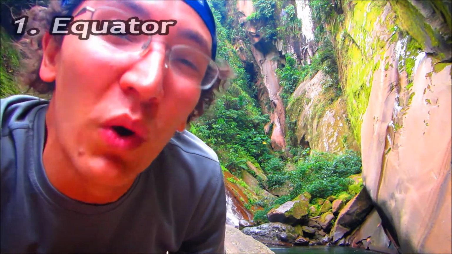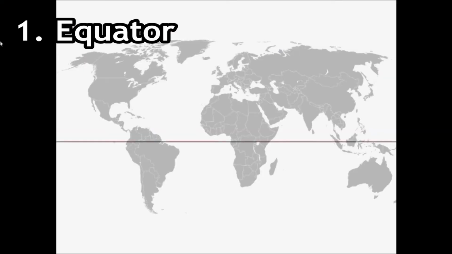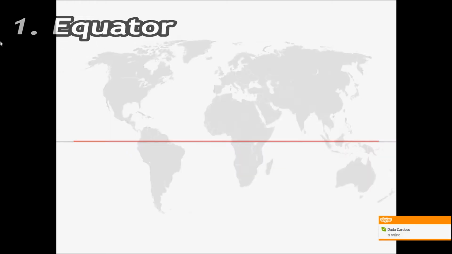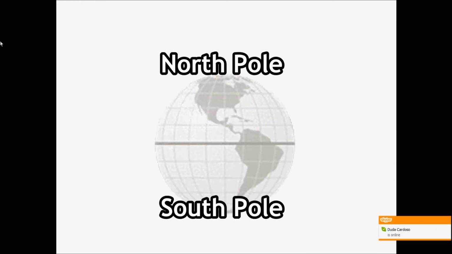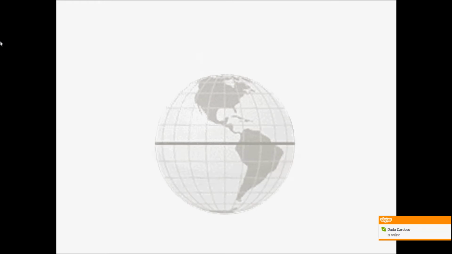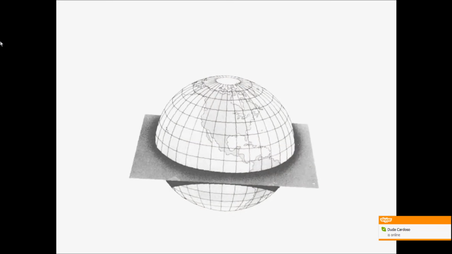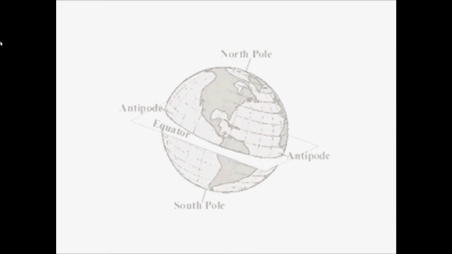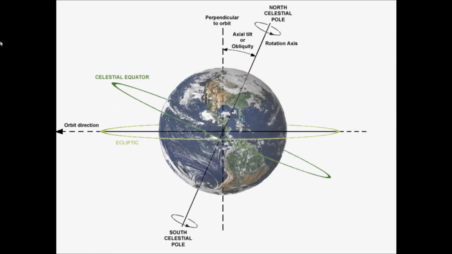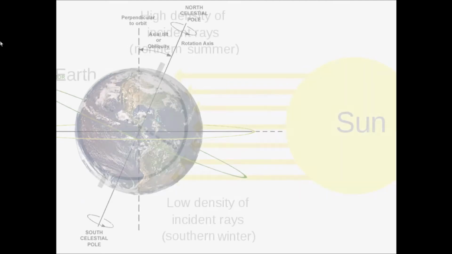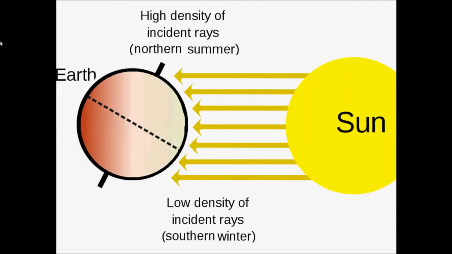First off, the equator. The Earth's equator is an imaginary line around the Earth that is equal distance from the North and the South Pole. The equator divides the northern and the southern hemisphere. Now it's important to remember that the Earth is on an axis, or on an angle in space, so that when the sun shines on the Earth, one hemisphere receives more sunlight or heat than the other.